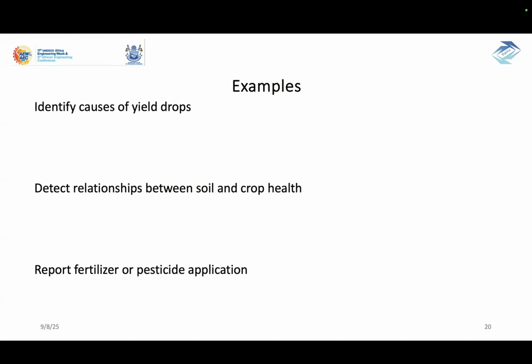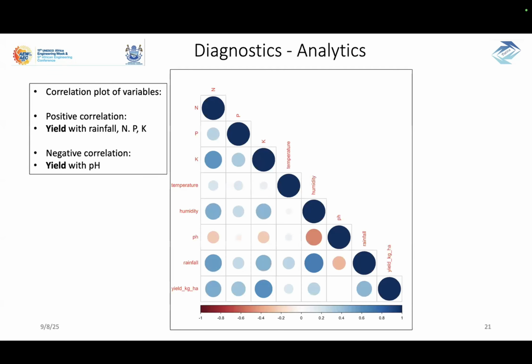So for example: identify the cause of yield differences in crops, detect the relationship between soil and crop health, report fertilizer and pesticide application. So that is one step after descriptive analytics, okay? This is how you can also diagnose. I told you we also have tools for doing that. You can do correlation. You can plot.